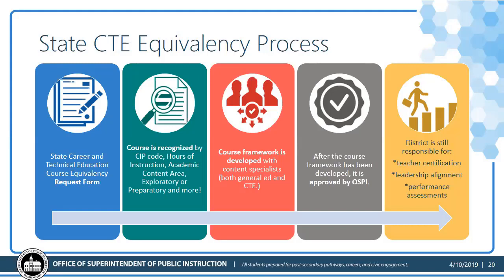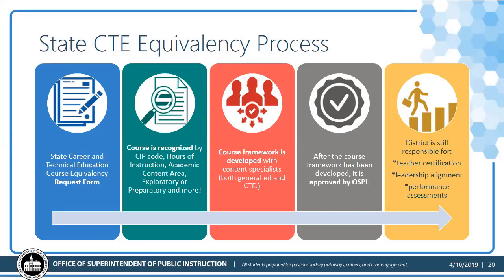After that course framework has been developed, we approve it through OSPI. That is a changed process. It used to have to go in front of the State Board of Education, but now we go in front of a committee here at OSPI with our content specialists, and we get the course approved. After a state CTE course equivalency is approved, districts are able to adopt those state equivalencies, and then they mark it in however they're transcribing it. As I mentioned earlier, they'd mark that as an academic core course first, and then a CTE course.